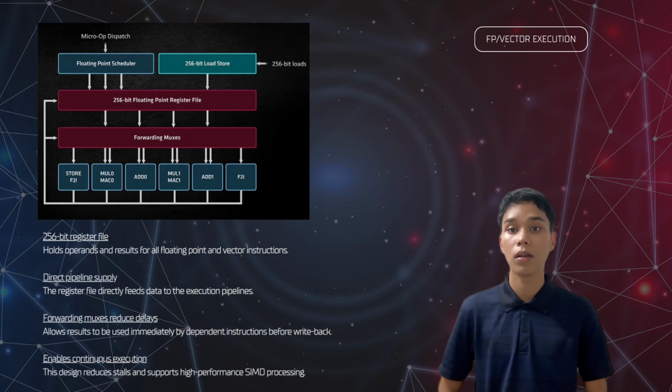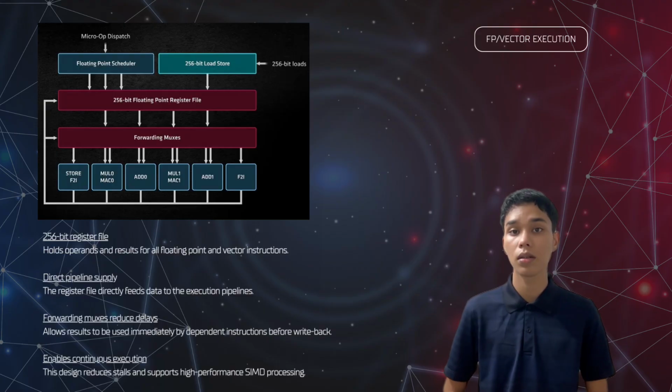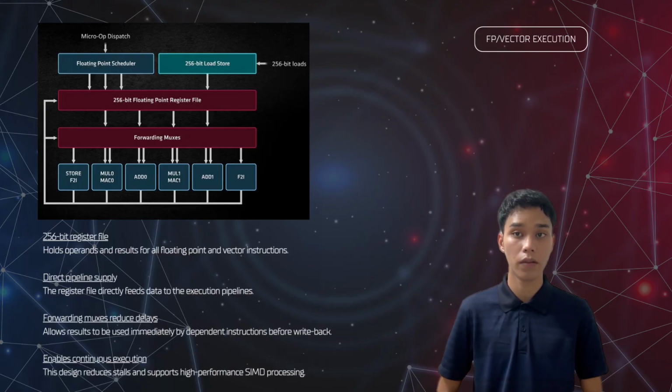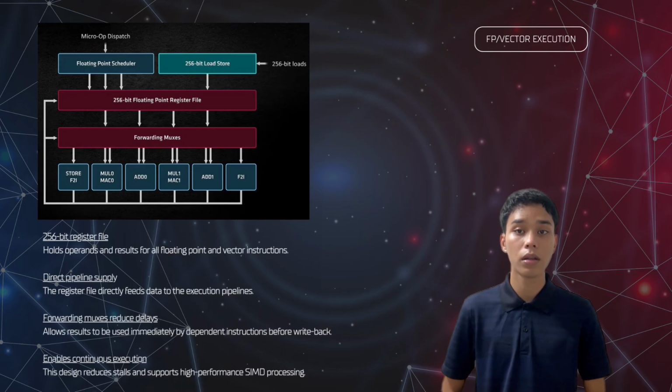So all of the data for these operations is managed in a 256-bit register file. This large register file holds the operands and the intermediate results for floating point and vector instructions. Its size and organization are crucial for handling complex calculations. So the register file directly supplies the execution pipelines, creating a fast path for the data. These direct connections minimize latency and ensure the execution units get the data they need as quickly as possible.